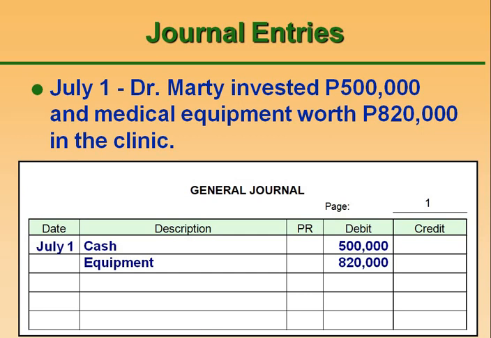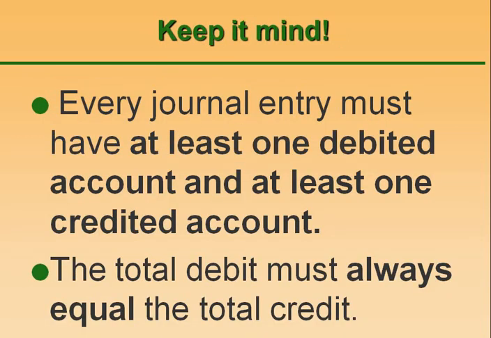Now, please keep in mind that every journal entry must have at least one debited account and at least one credited account. You cannot have a journal entry wherein all the accounts are debited with no credited account and vice versa. Okay? Every journal entry must have at least one debited account and at least one credited account. And the total debit must always equal the total credit.